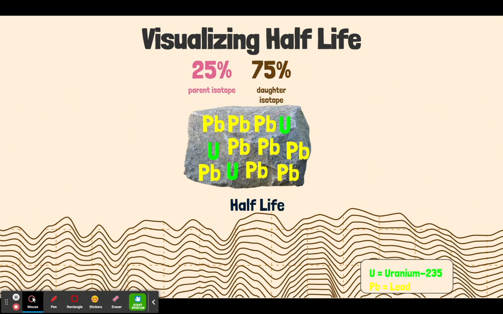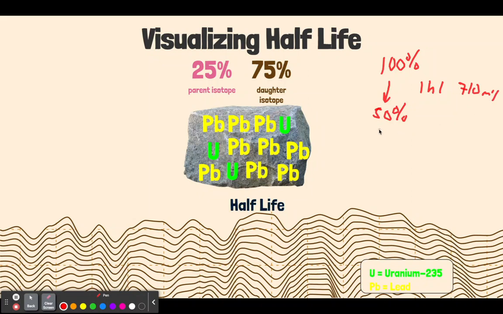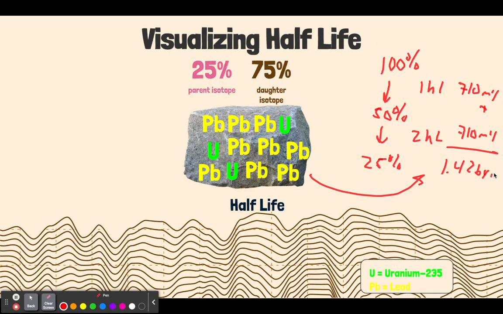However, if you find a rock like this one, the cool thing is that you can calculate how much of the original parent isotope is left. And when you do that, you can figure out how many half-lives went by. So in this one, right, we know that it started with 100%. After one half-life, it had 50% left, one half-life, which we know is 710 million years. We know that after another half-life, 25% of the uranium is going to be left. That's 2 half-lives. That's another 710 million years. We can just add those. This rock would be like 1.42 billion years old.